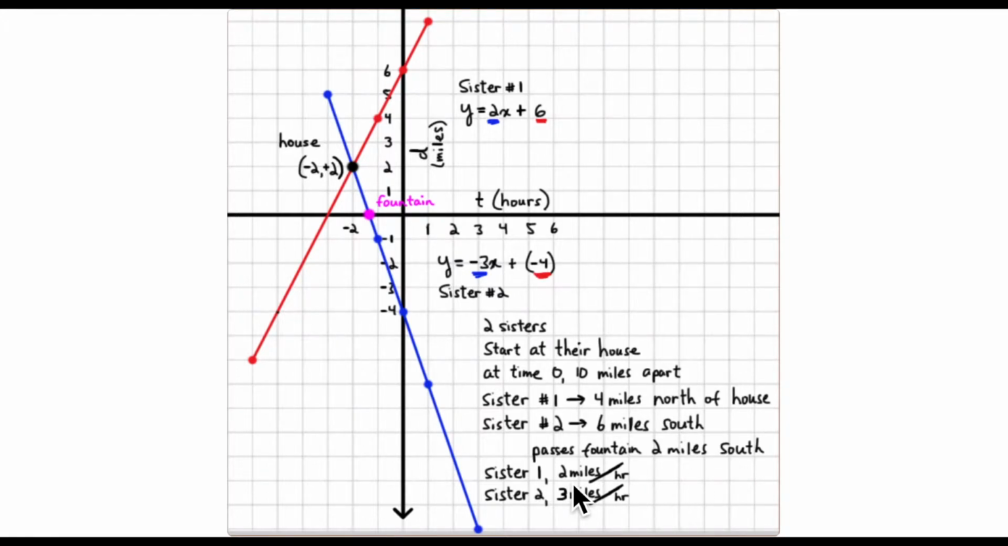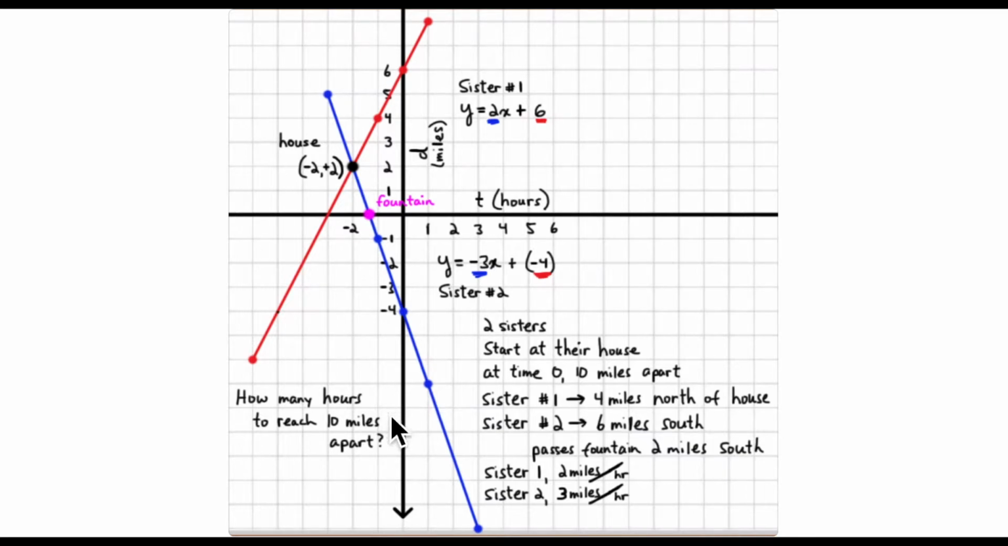Sister number 1 travels at 2 miles per hour. So 2 miles per hour times 2 hours puts her at 4 miles from the house, right up here. And sister number 2 travels at 3 miles per hour, but it's a -3. She's traveling in the opposite direction. But a -3 times 2 hours is a -6 miles. So 6 miles south of the house and also 4 miles south of the fountain.